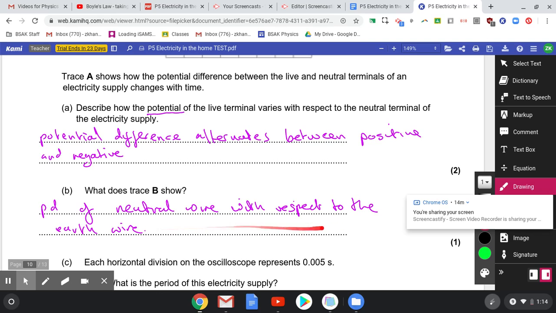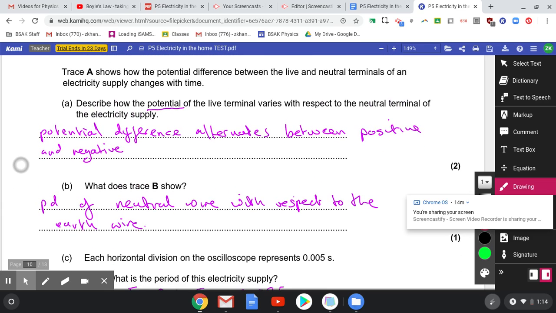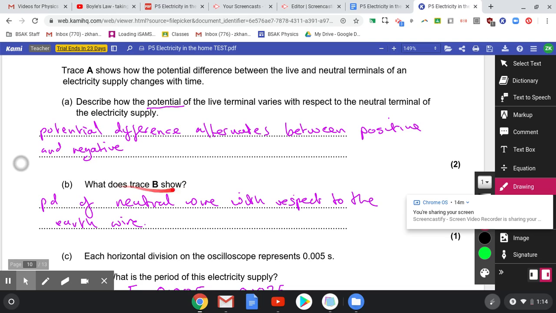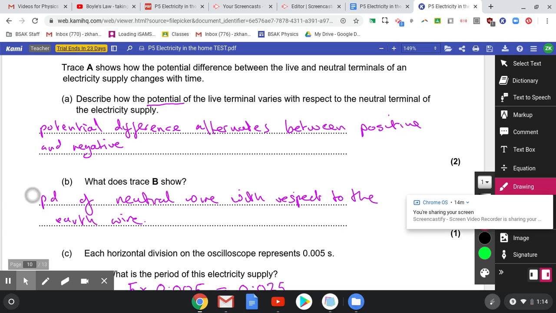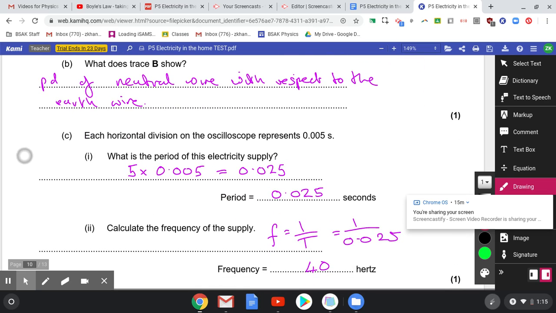Personally, I don't think this should be part of your syllabus. It isn't. It was an old question. But for those of you who are interested, it's the potential difference. Trace B is a potential difference of the neutral wire with respect to the earth wire. I think there's little information for you to even figure this out within the question. Right, this is what we've done in class.